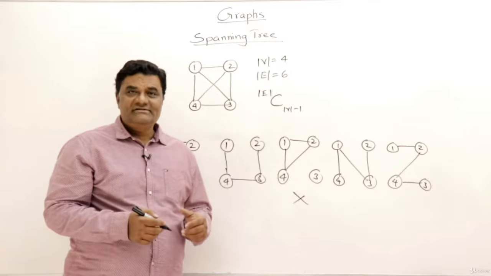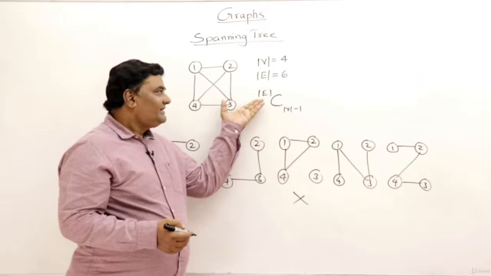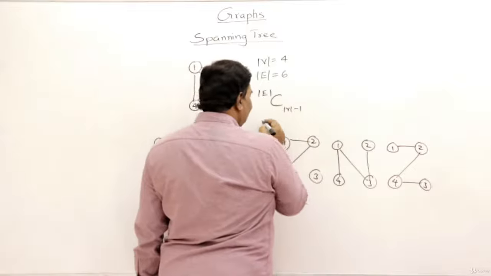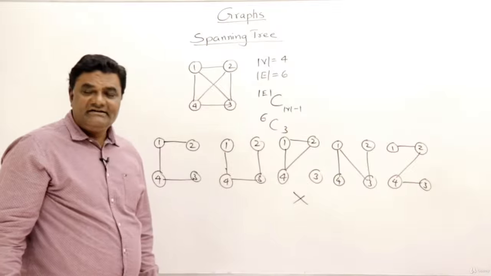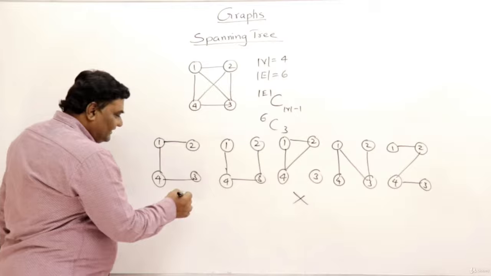So out of 6 edges, 3 edges can be selected in how many ways? So 6C3 ways. So for this example graph, it is 6C3 ways. Yes, with this I can get the answer. But let us see something.